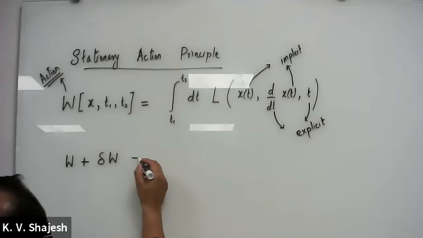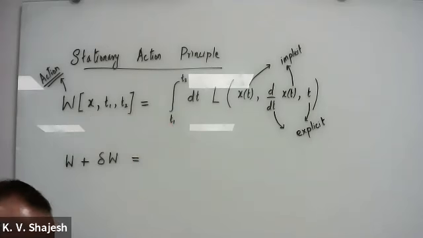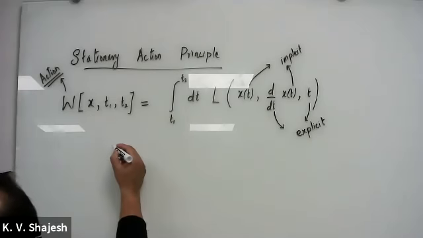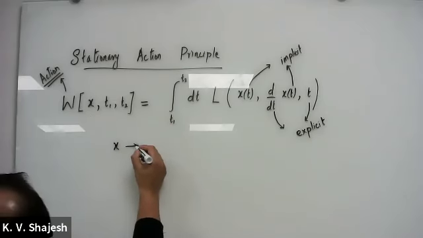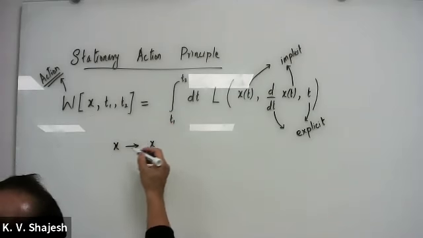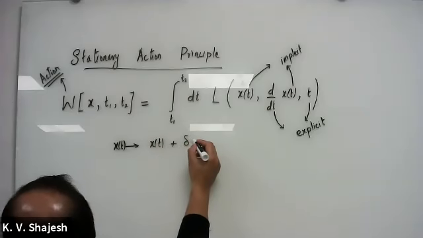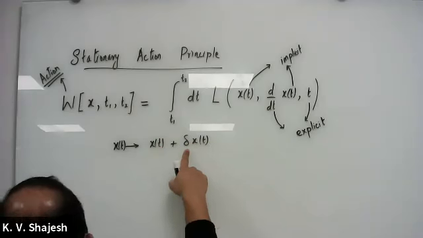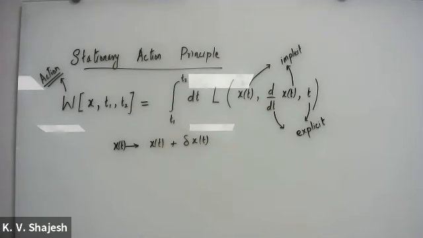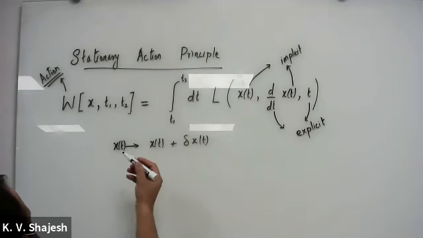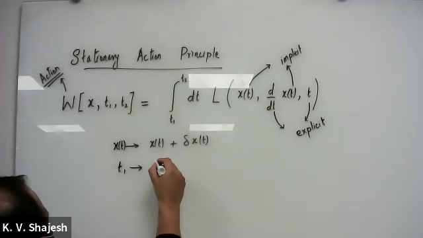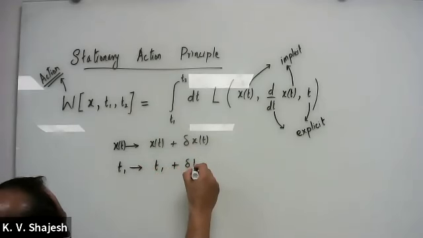What are the changes we make? We make them in X, and maybe write that explicitly here. So I'm going to make the change in X. Let's say this is X as a function of time, plus an arbitrary variation, an arbitrary function you add, which is infinitely small. That's one thing we talk about. And then we have the boundary. This is T1 plus delta T1, T2 plus delta T2.